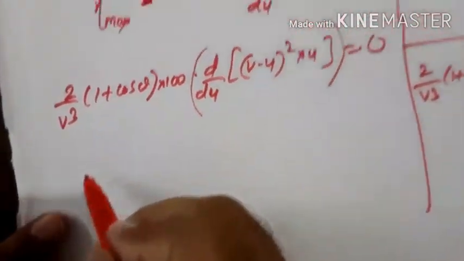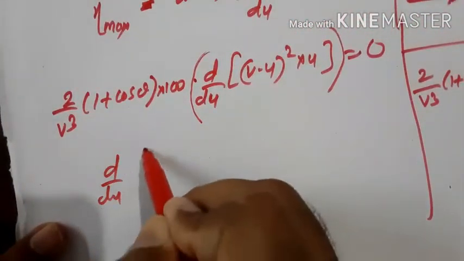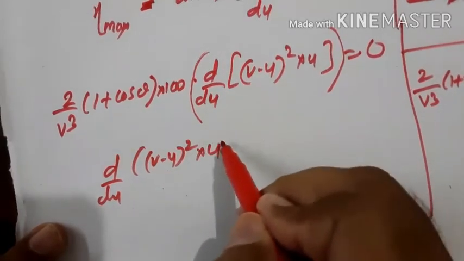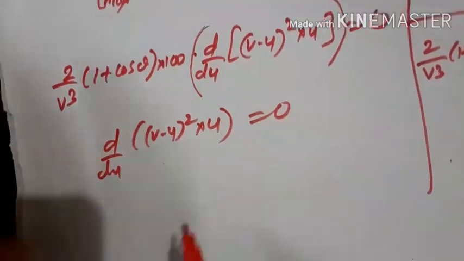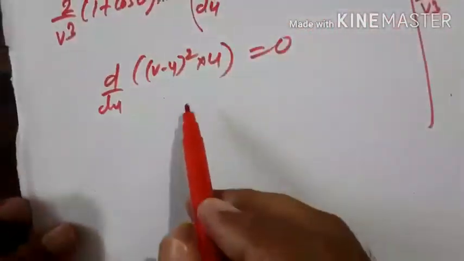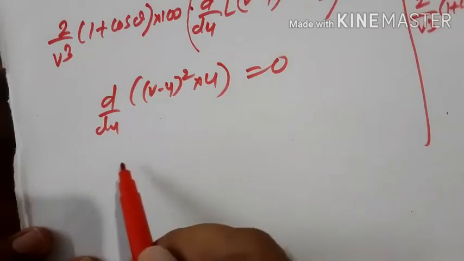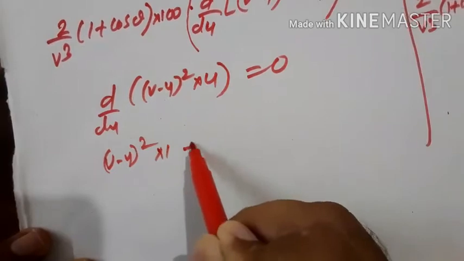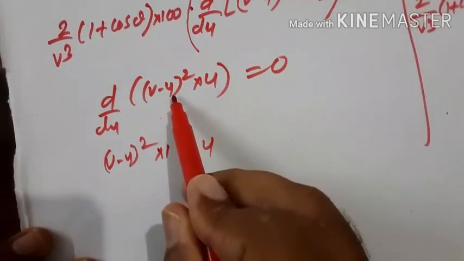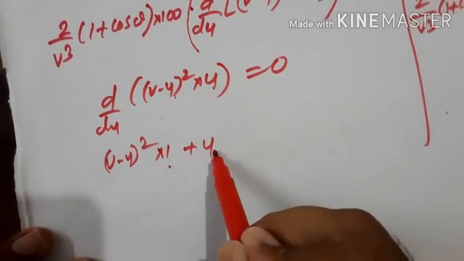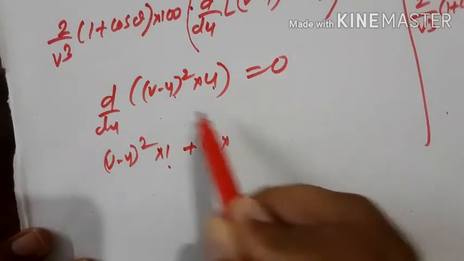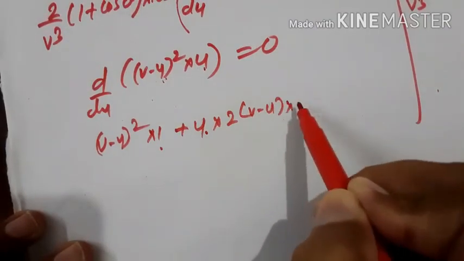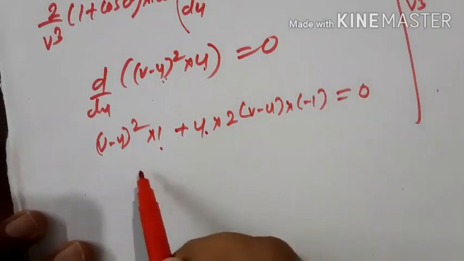Differentiate d by du of (V minus u) whole square into u. Let us apply the product rule. First take (V minus u) whole square into the differentiation of u, which is 1. Then take u and differentiate the other term: 2 into (V minus u), then the differentiation of minus u will be minus 1, equal to 0. Then what do you get?